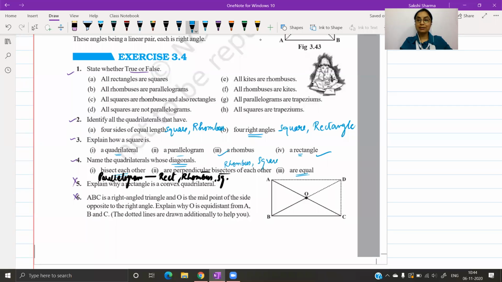You could go back to the table where you have written all the properties and just see from there. Rectangle. Square and rectangle. Square and rectangle, that's correct. So these are the two answers for this.